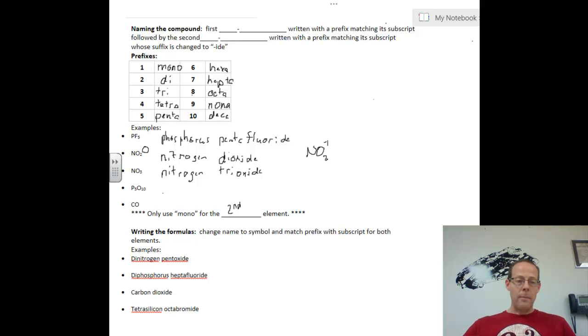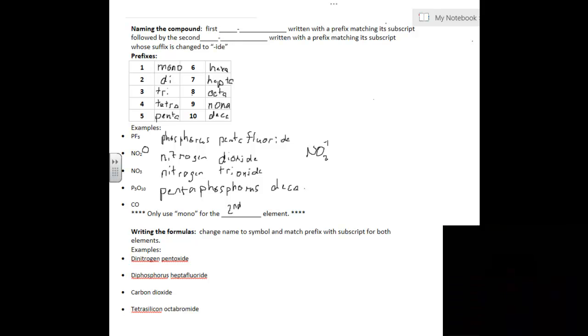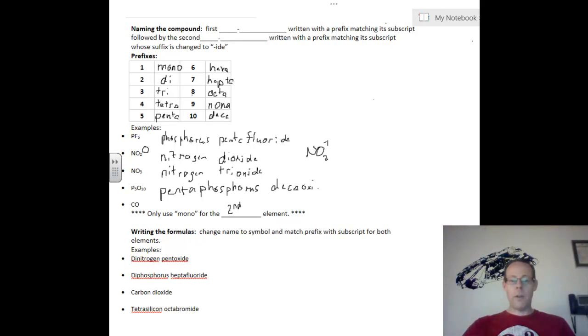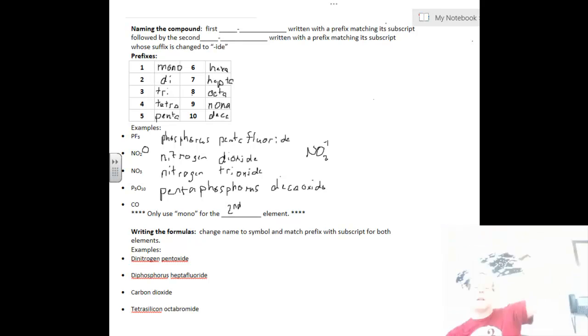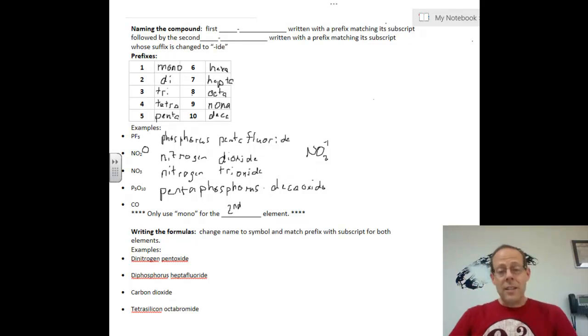Next one, pentaphosphorus. These can kind of get tedious writing because they take a while to write out, but there's not really much thinking involved. You just have to memorize the prefixes. And then decoxide or decaoxide. Typically, if there's 2 vowels in a row, we just kind of combine them to 1 vowel. So you can say decaoxide, decoxide. Either way, I'm not real concerned about spelling if you have 2 vowels in a row.